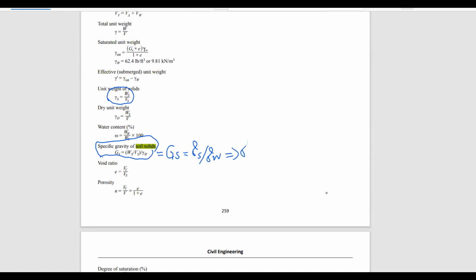And from here, gamma S is going to be equal to GS multiplied by gamma water. Does that make sense where this came from? So, and this is what we have to calculate based on our problem. Find the unit weight of solids. There you go.